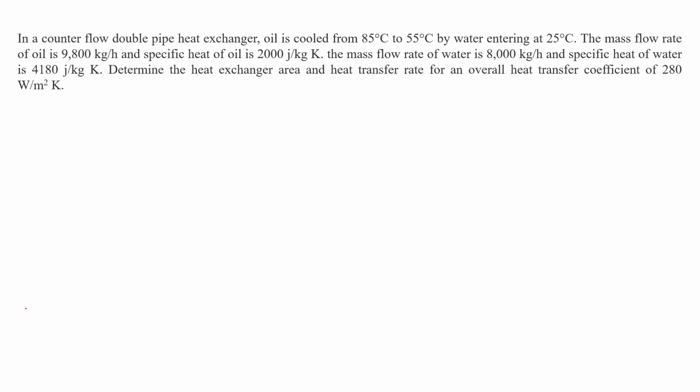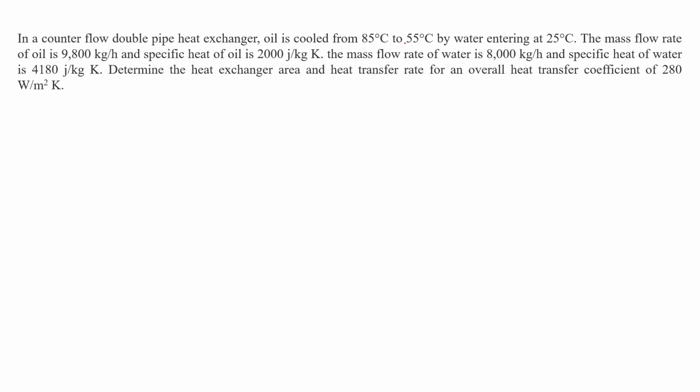Now in this question, in a counterflow double pipe heat exchanger, oil is cooled from 85 degrees Celsius to 55 degrees Celsius by water entering at 25 degrees Celsius. The mass flow rate of the oil is 9800 kilogram per hour and specific heat of the oil is 2000 joule per kilogram Kelvin. The mass flow rate of the water is 8000 kilogram per hour and specific heat of water is 4180 joule per kilogram Kelvin. Determine the heat exchanger area and heat transfer rate for an overall heat transfer coefficient of 280 watt per meter square Kelvin.